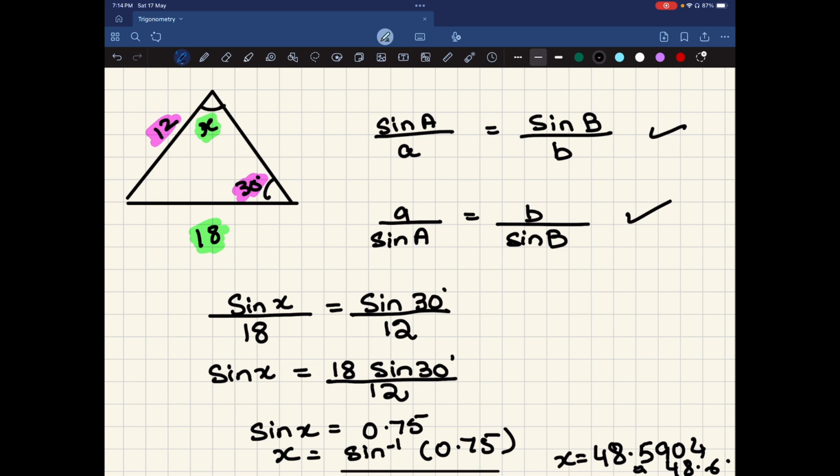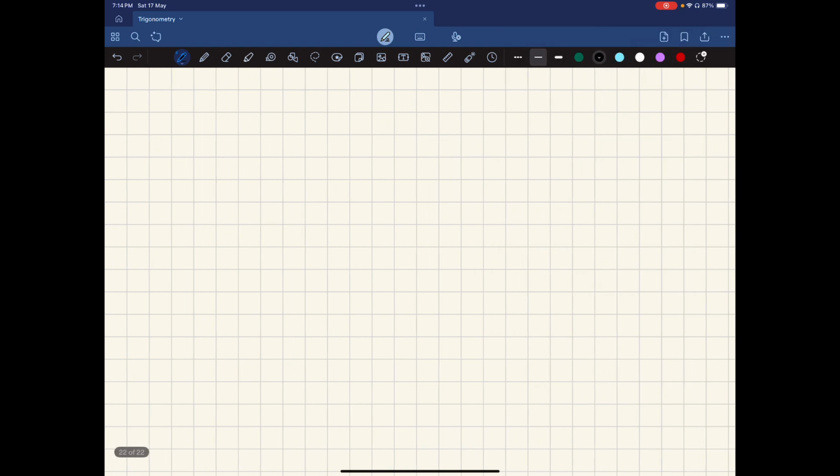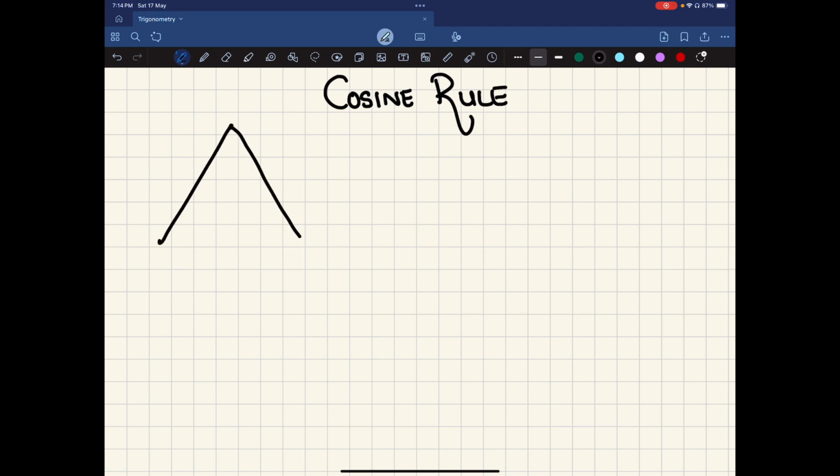So I'm hoping and assuming that you understand the sine rule now, and you know how to apply it to find an unknown angle or an unknown side or length of a triangle. Now let's get on with the cosine rule. So this is angle A, angle B, angle C, and the partner sides a, b, and c.